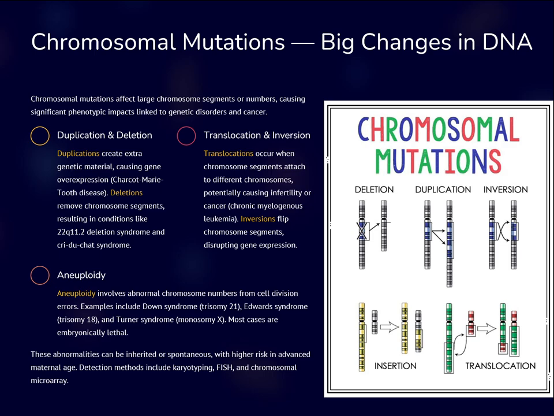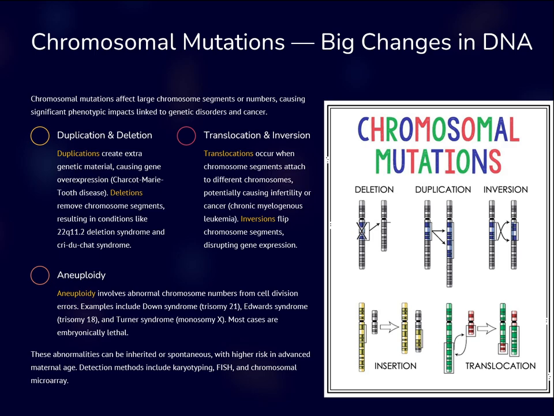Now let's talk about more gene mutations. We have translocation. Translocation happens when a piece of one chromosome breaks off and attaches to a completely different chromosome. This kind of mix-up can lead to certain types of cancer, like leukemia. There's also an inversion, in which a segment of chromosome breaks off and flips around backward before reattaching. This can mess up how genes are read and regulated.